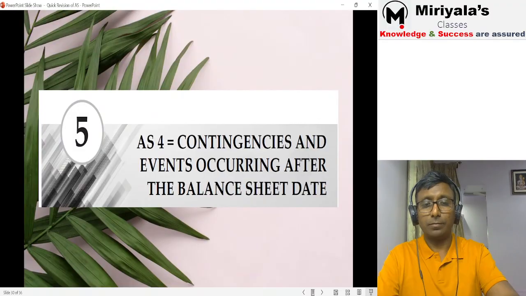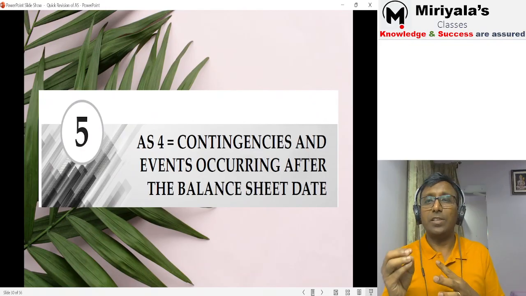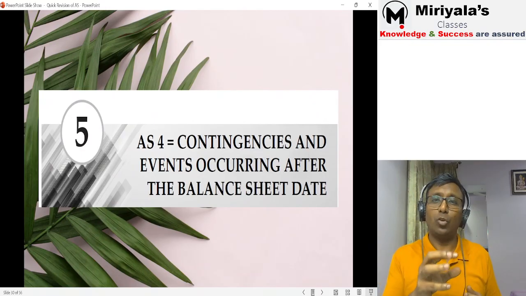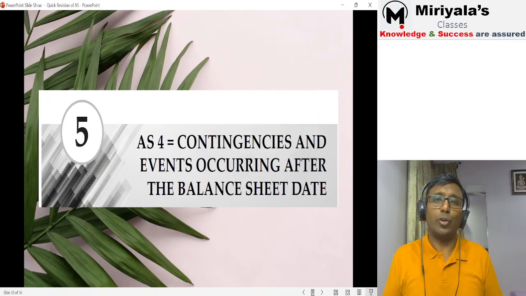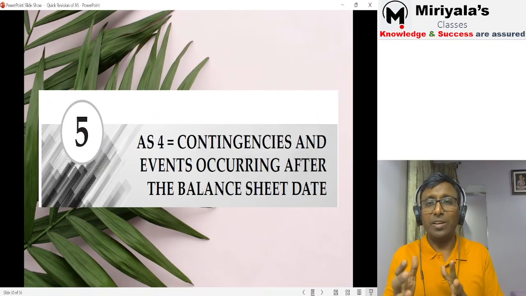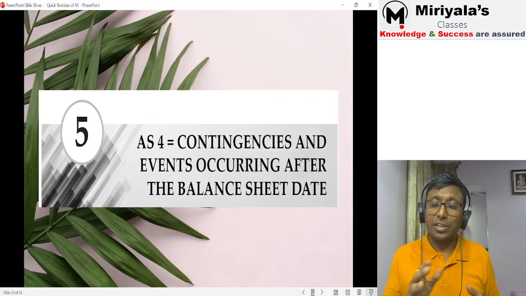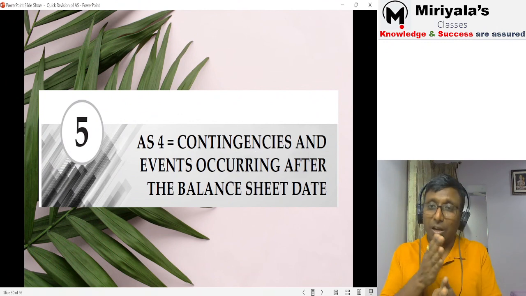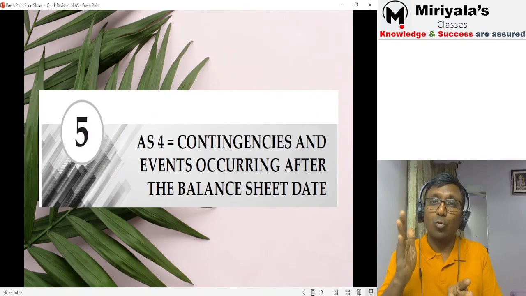Okay, let's get into Accounting Standard 4, contingencies and events occurring after the balance sheet date. Even though the word contingency is there, all these contingencies are covered by Accounting Standard 29. Now, the events occurring after the balance sheet date: only significant events occurring after the balance sheet date, that is, after 31st March, till the financial statements are approved by the board of directors.